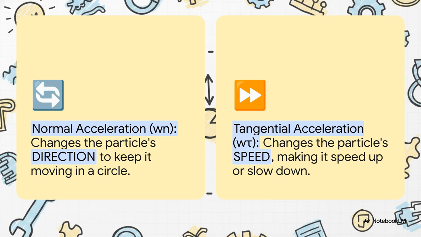The normal acceleration, Wn, the one we were given, that's the centripetal one. Its only job is to change the particle's direction, to keep yanking it toward the center so it stays on that circle. The other one, tangential acceleration, Wt, does something completely different. It changes the particle's speed. It's the gas pedal or the brake.